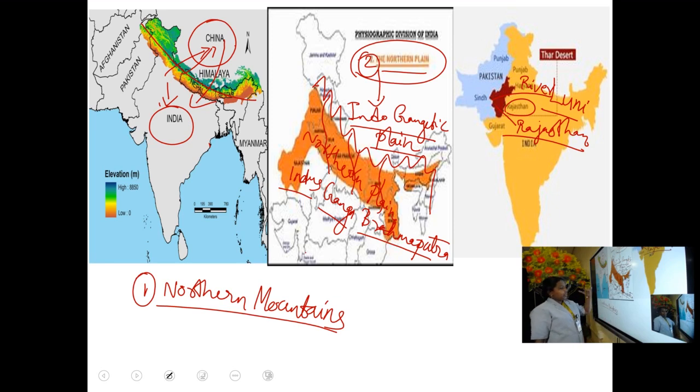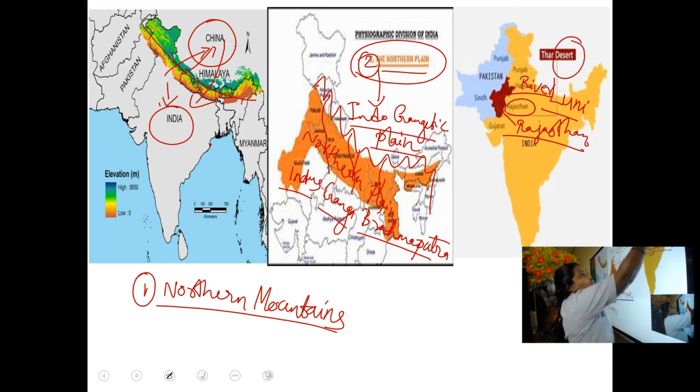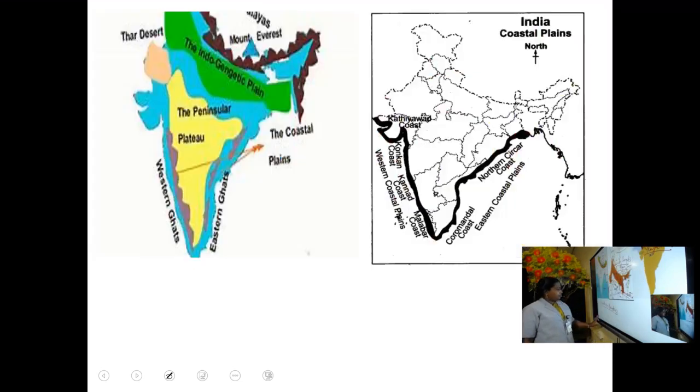Okay, so we have the highest mountains, that is the northern mountains. Then we studied about the plain land in India, the Indo-Gangetic plains or the northern plains, and we studied about the desert area also. Now we are going to study about the plateau region. You know what is a plateau? A plateau is a flat land which is higher than the surrounding land area.